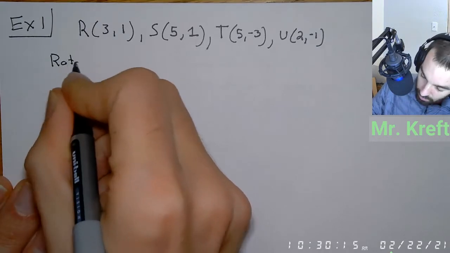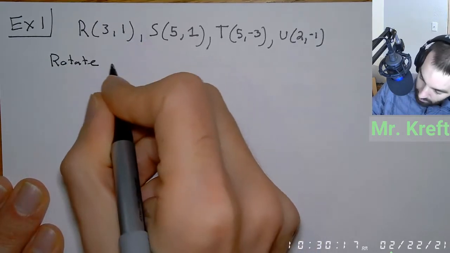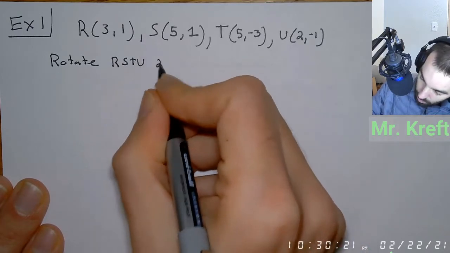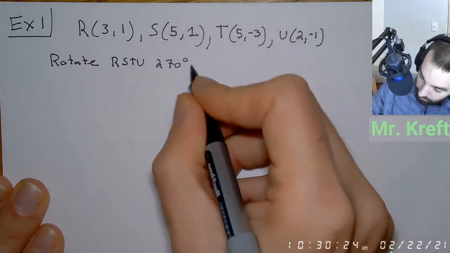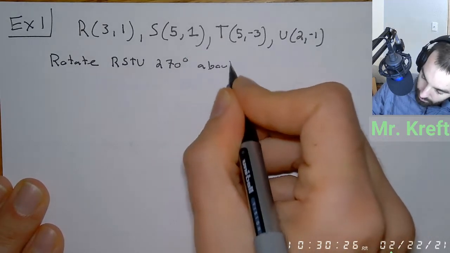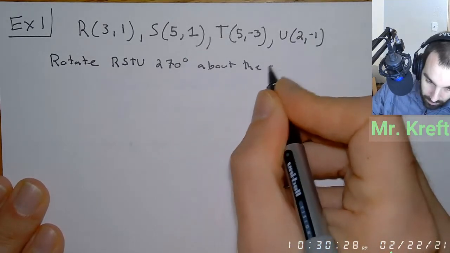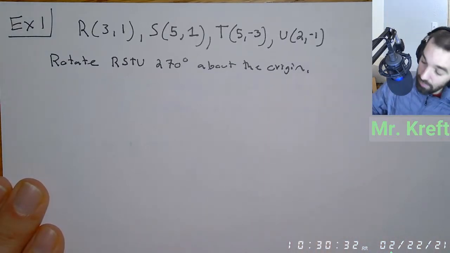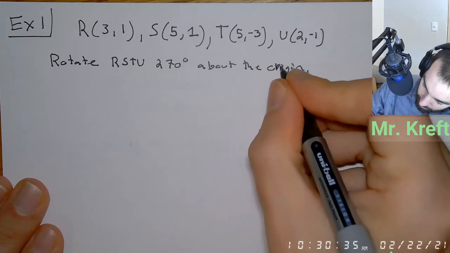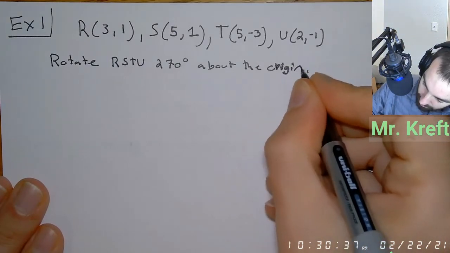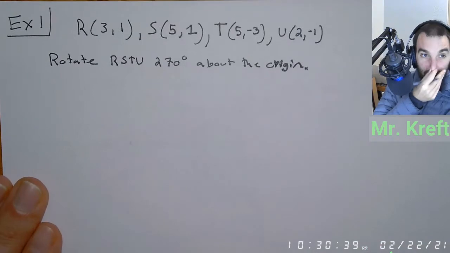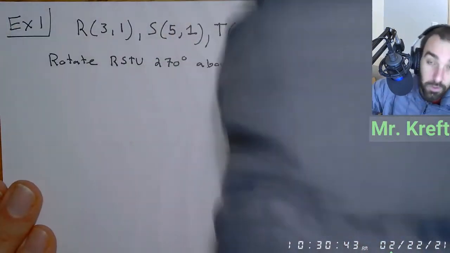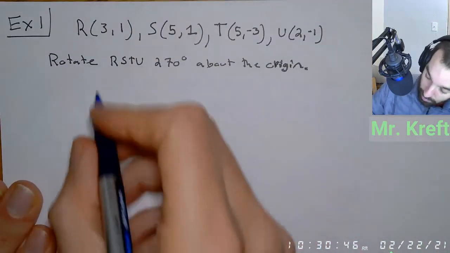So what we're going to do is rotate RSTU 270 degrees about the origin. Now, why your book says about the origin, I'm not sure, because for our purpose, everything is going to be about the origin. Okay. So we're going to rotate 270 degrees about the origin. The first thing I'm going to do is look up my equation.